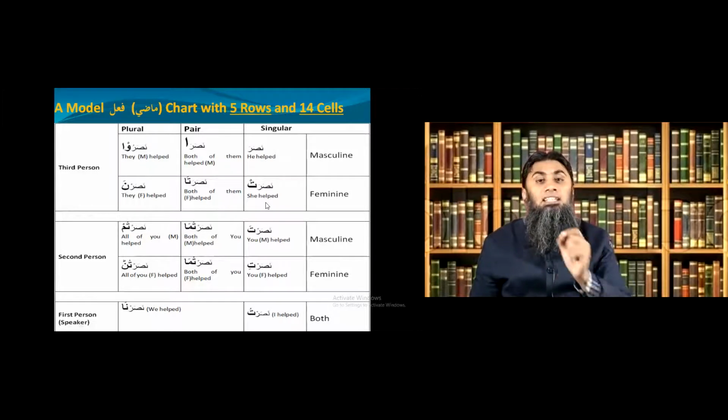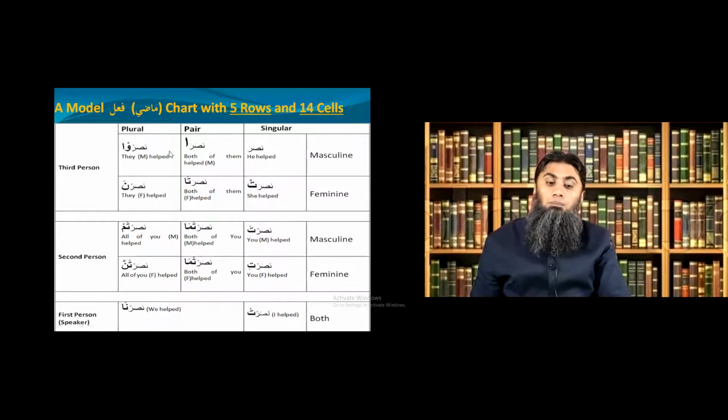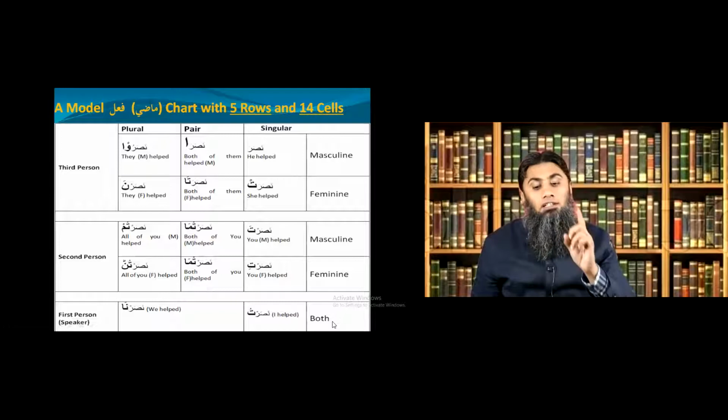Okay, this is exactly the same structure. What is the structure? Look at this one. It has 3 columns: singular column, pair column, and plural column. Now look at this side. Exactly as your pronoun chart, the first part is third person, the middle part is for second person, and the last line is for first person. In each, the third person has 2 lines: the first line for masculine, the second line for feminine. Likewise, second person has 2 lines, masculine and feminine. And first person has only 1 line which covers both masculine and feminine. So this is exactly the same structure as your pronoun chart.